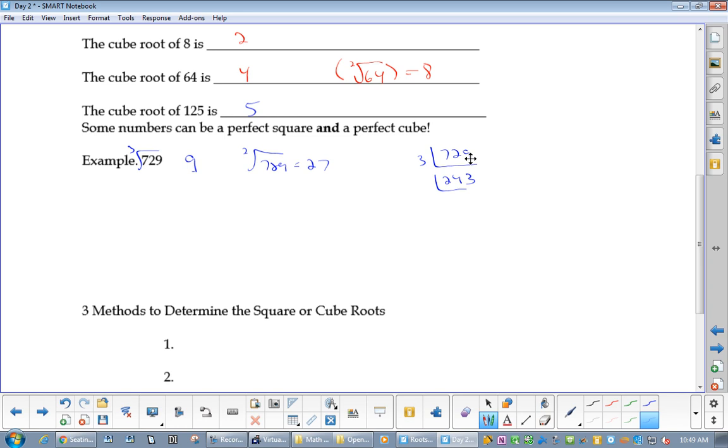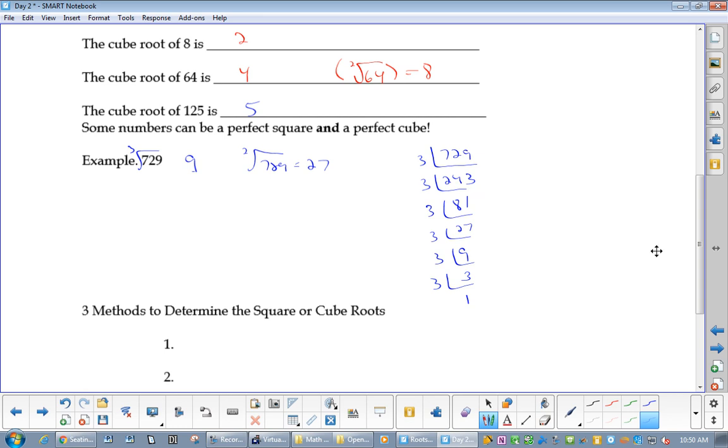Right? Okay, so 2 plus 4 is 6. 6 plus 3 is 9. So I know this is divisible by 3. And I get 81. 8 plus 1 is 9. I know that's divisible by 3. And I will get 27. 2 plus 7 is 9. So I know that's divisible by 3. And I get 9. I know 9 is divisible by 3. And I get 3. And then do it one more time till you get a 1.